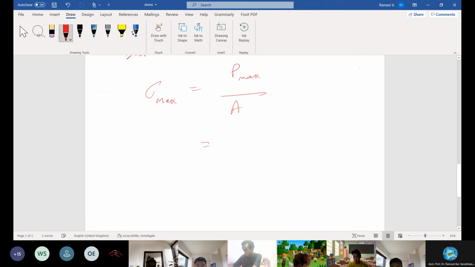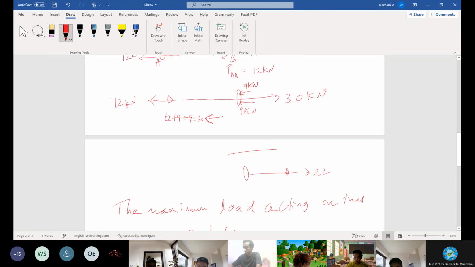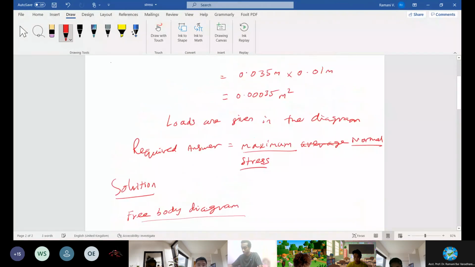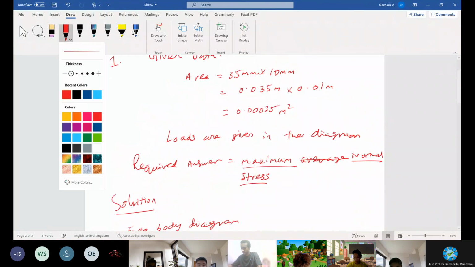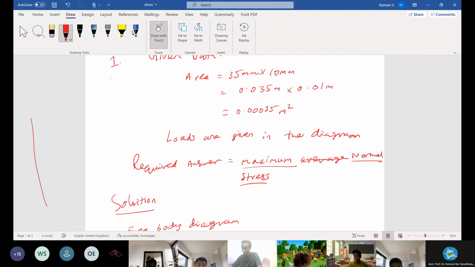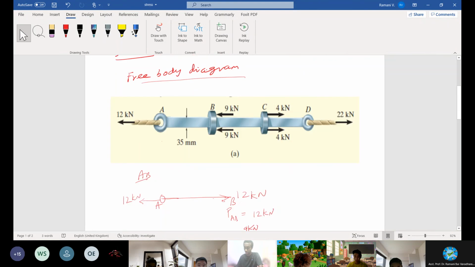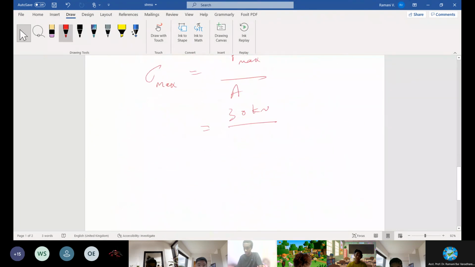So we can calculate the stress: load is 30 kilonewton over the area, better I use the thick one. The area we already calculated is 0.00035 meter square. So what is the answer, please? And this one you change to newtons, okay.